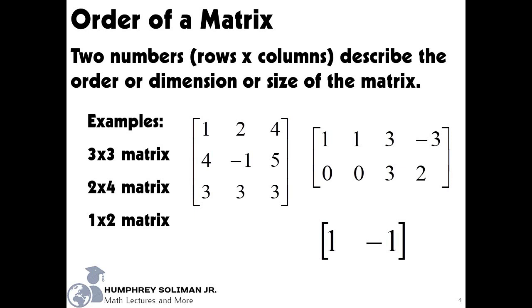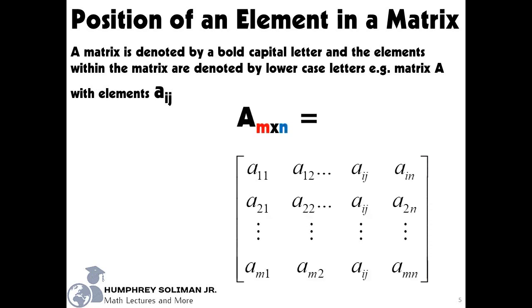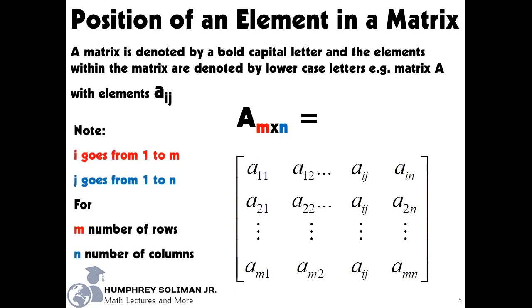Now, let's discuss the position of an element in a matrix. A matrix is denoted by a bold capital letter, and the elements within the matrix are denoted by lowercase letters. For example, matrix A with elements Aij. Note that the subscript letter, I, goes from 1 to letter M number of rows, and the subscript letter, J, goes from 1 to letter N number of columns.